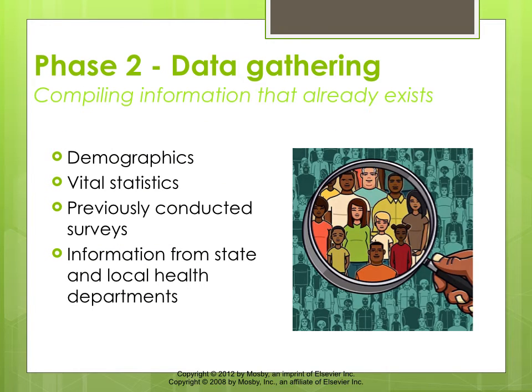So data gathering and data generation are the two major ways that assessment data is collected. Data gathering is about compiling information that already exists. So we collect demographic and some of the vital statistic information from the US Census database. We look at previous surveys, such as those collected from the National Center for Health Statistics, like the Behavioral Risk Factor Survey. And then we go to Florida Charts, which is the database for the state and local health department, to get information about things like the leading causes of death and rates of chronic illness.